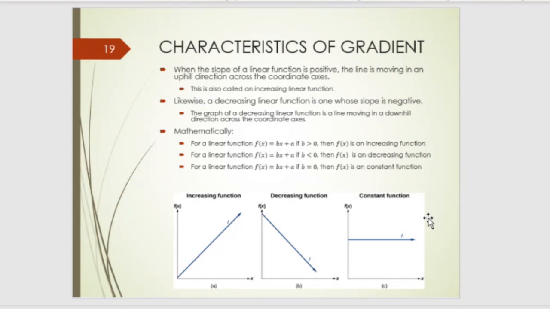Again, if b, that slope, is less than 0, we expect a decreasing function. Whereas if b is equal to 0, we will have a constant function, because that graph is just going to cut the y-axis, as represented by the third picture on the slide.